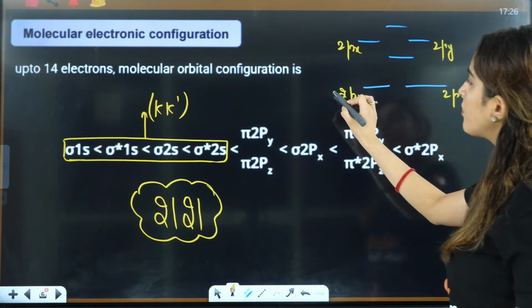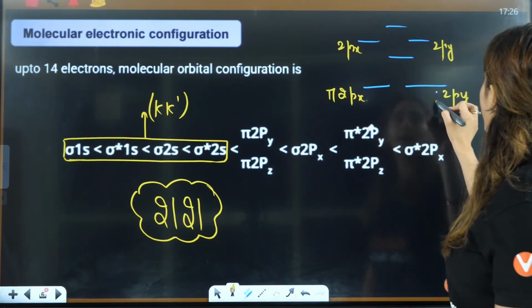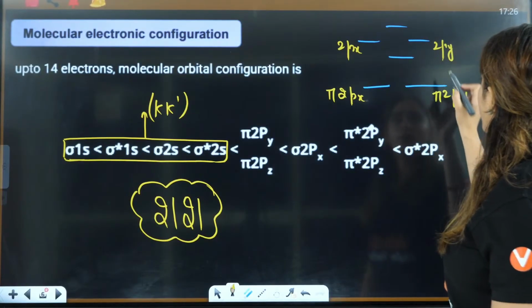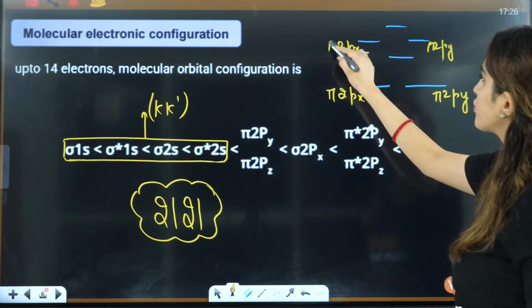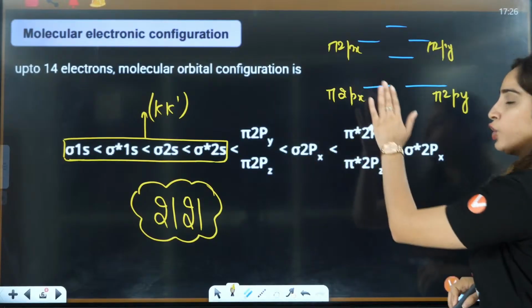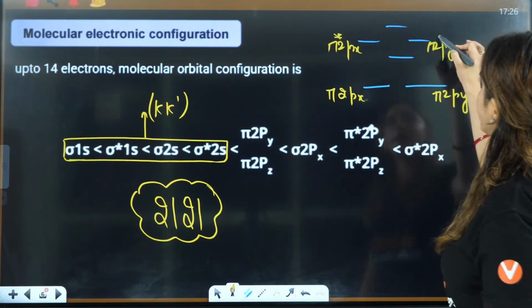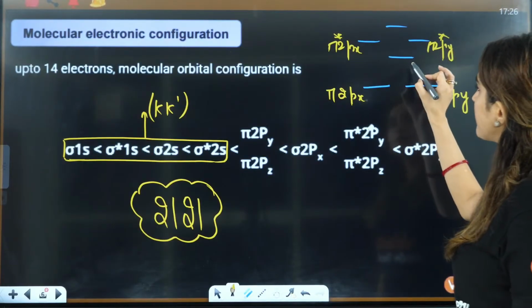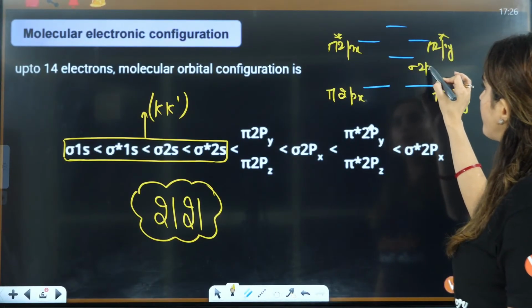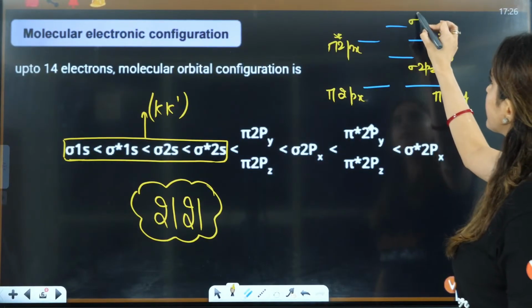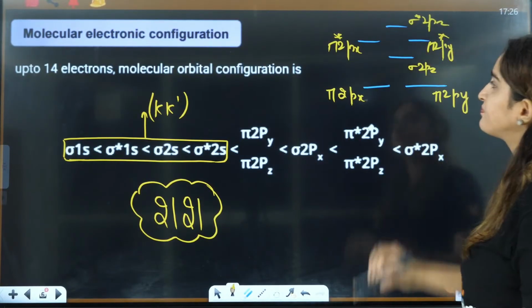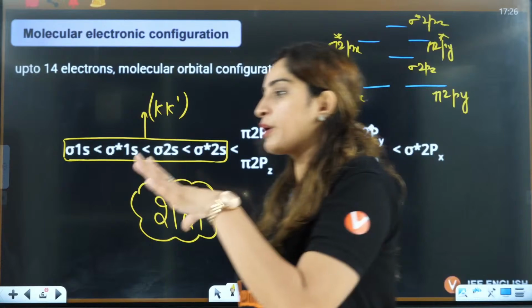Now because it forms pi, you can write pi here, here also pi, here also pi. Because lower energy means bonding, higher energy means anti-bonding, you will put star here, star here. This one will be sigma 2pz, this will be sigma star 2pz, right? So this is how you're going to fill the electrons.